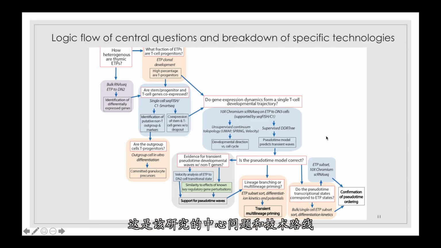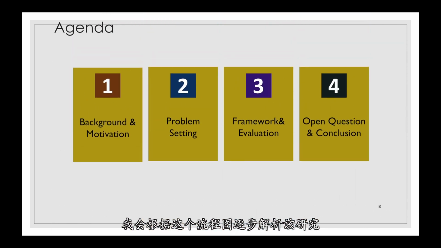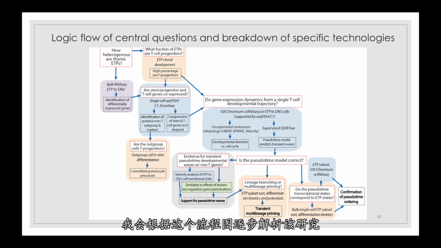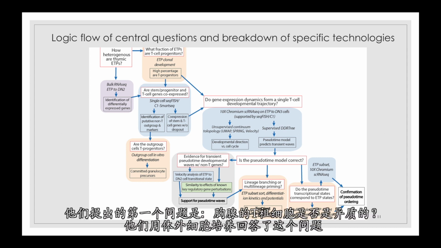This is the logic flow of the central questions and the breakdown of the specific technologies this study used to answer them. I will follow this flow chart to digest this study for you. Firstly, the question they raised is whether the dynamic ETPs are heterogeneous. They use in vitro cell culture technology to answer this question.